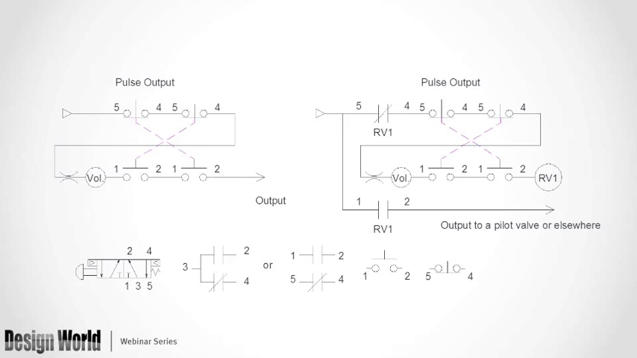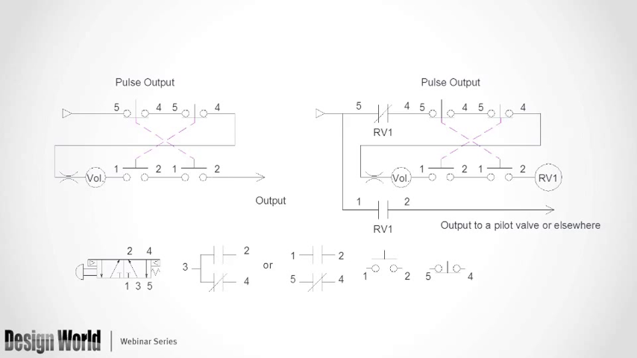Now this VOL here stands for a volume chamber. It's just a little tiny container, sometimes not any bigger than your thumb. Sometimes it's a hose wrapped up. I had one machine that came in with a 46.5-inch hose mounted on it, plugged at the end with a tag on it: volume chamber, do not cut.